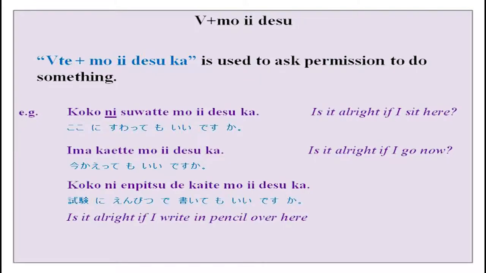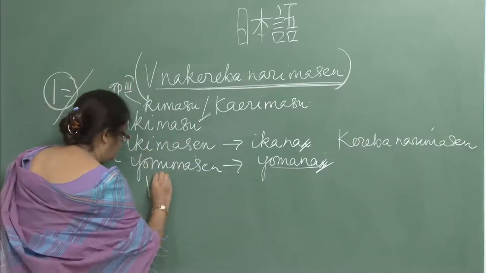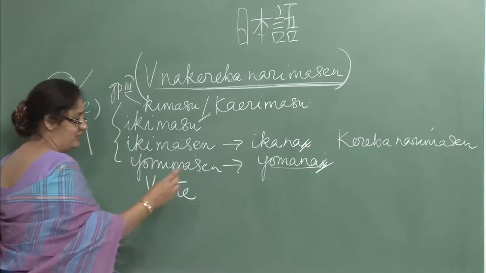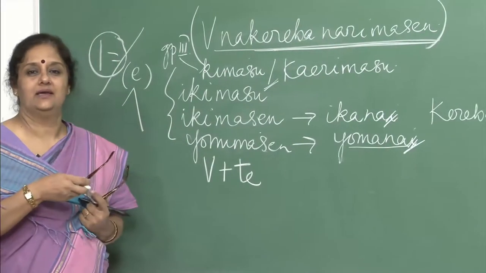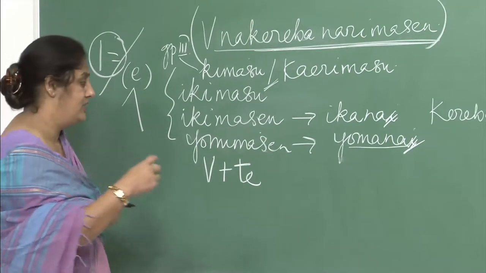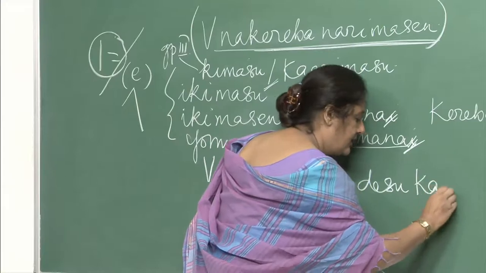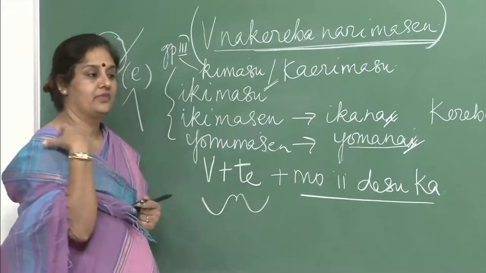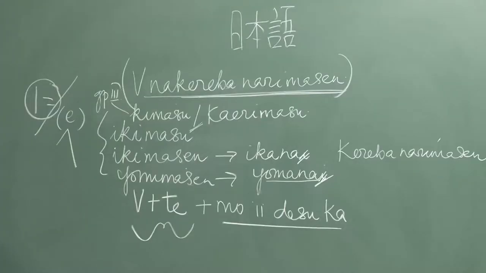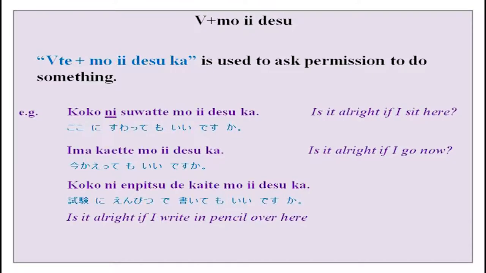Now, we have been doing the te form, as I told you in the beginning, and this is the easiest, best, and most polite way to ask for permission. Now, what is it? Verb in te form, that is, which you have been doing: itte, kaette, matte, tatte, yonde, nonde, benkyou shite, plus mo ii desu ka. Is it all right if I do this? That is what it means. So, you can see it is used to ask permission to do something, and it means it is all right if, or may I.